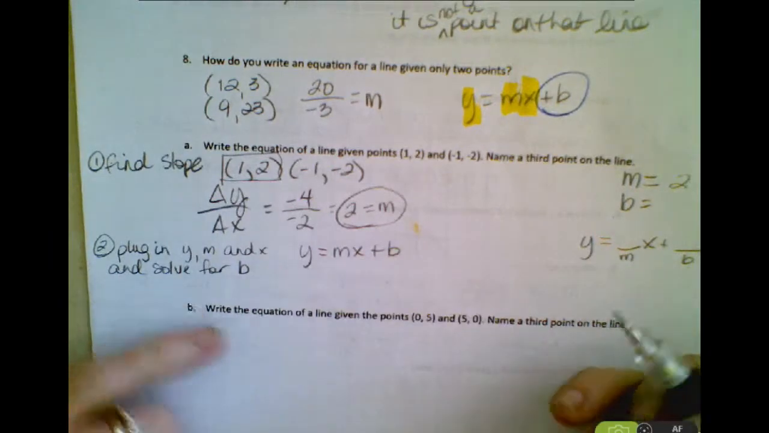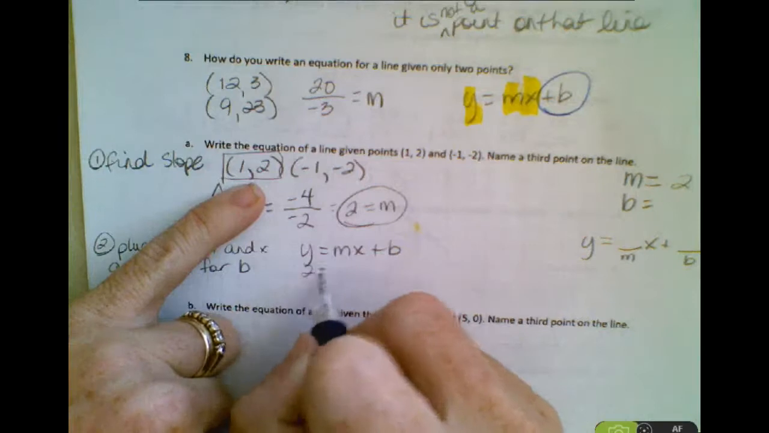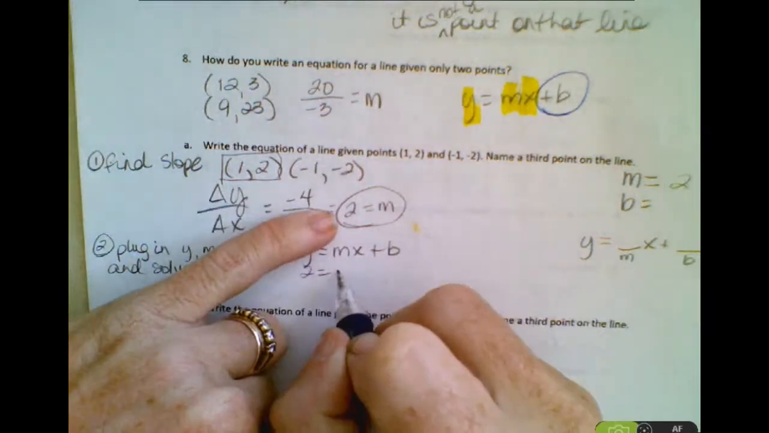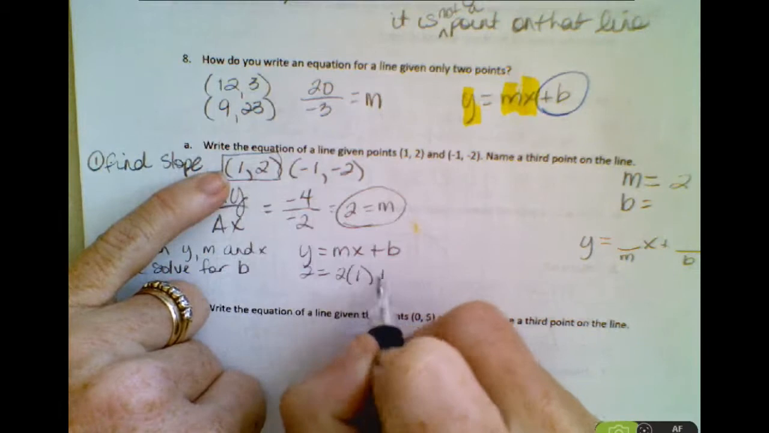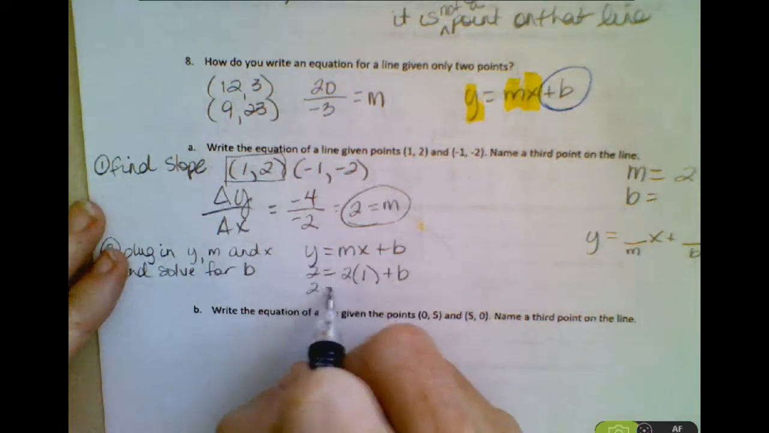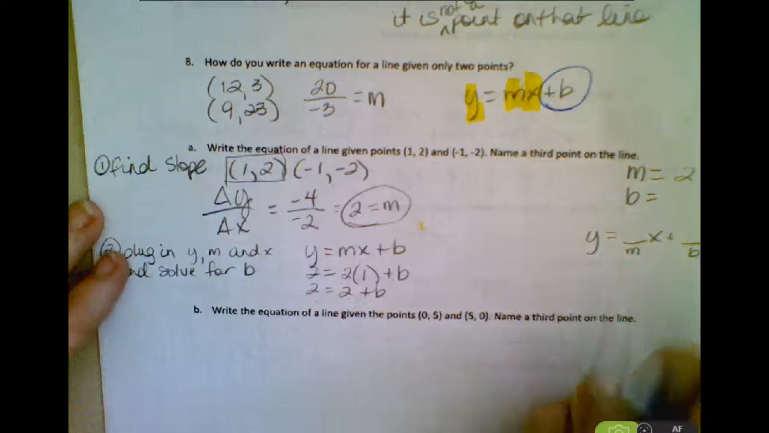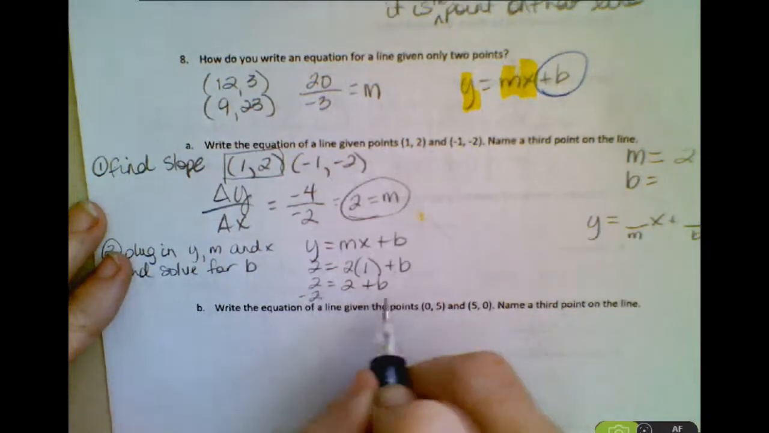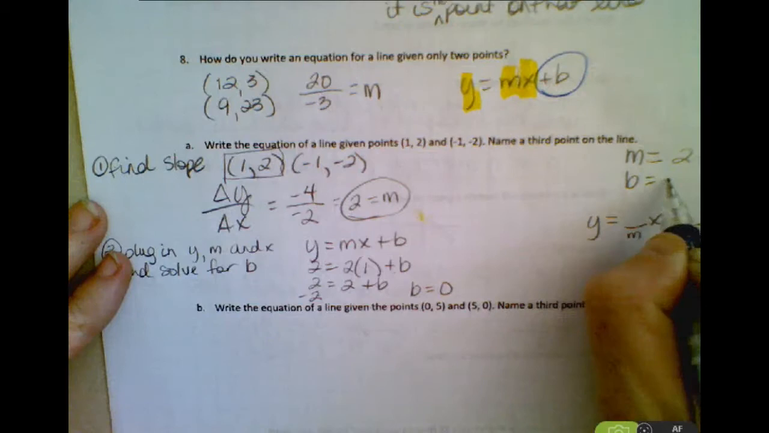What's your y value, Paige? 2. What's your m value? 2. What's your x value? 1. So 2 equals 2 times 1 plus b. That's easy, isn't it? Is that an easy equation to solve? Yes. Okay, what's 2 times 1? 2 plus b. How do I get this 2 to the other side? Subtract it. Good. What's 2 minus 2? 0. So what's our b value?